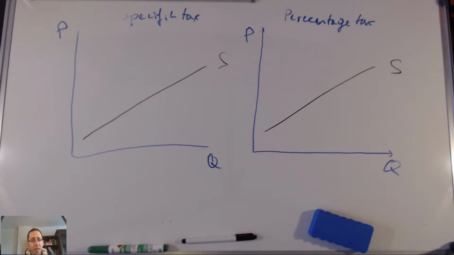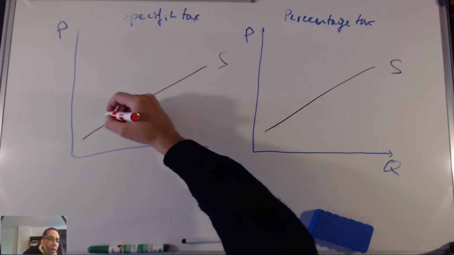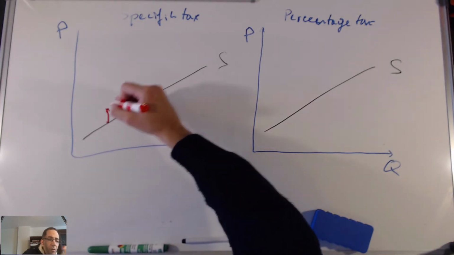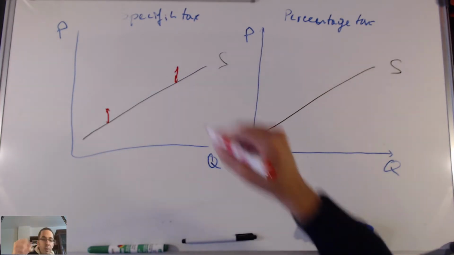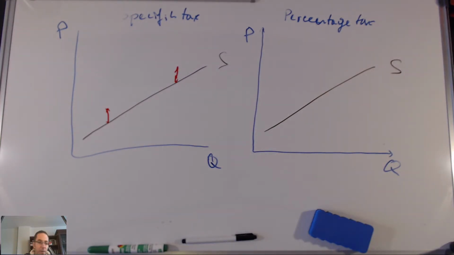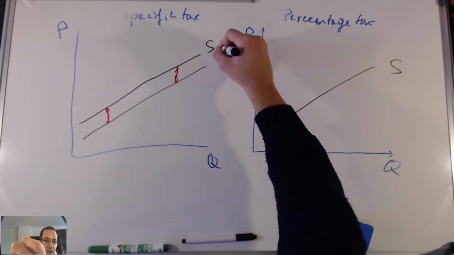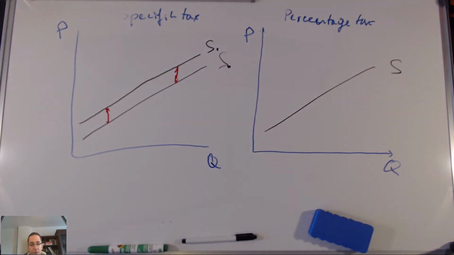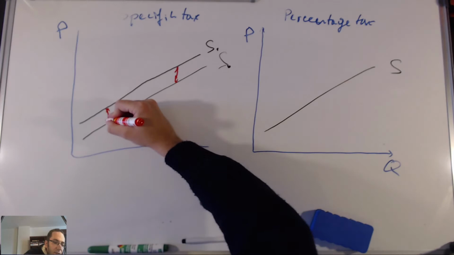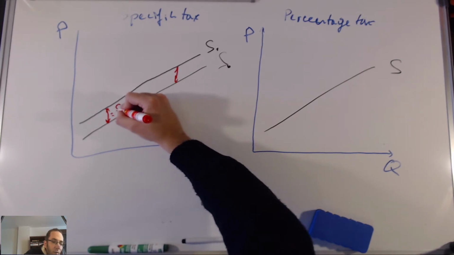Now, the specific tax, as we said, was never changing. It was a unit, some amount of money that we charge for every unit of the item that we are selling. So in this case, imagine that our tax is $1. What this means is that we are going to shift the supply curve in such a way that there will be an equal vertical distance, and this would be equal to $1. So this distance over here is equal to $1.